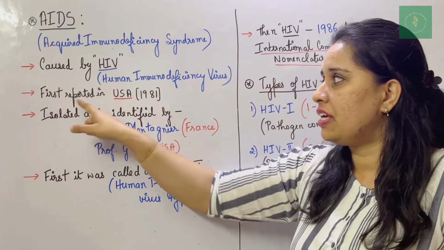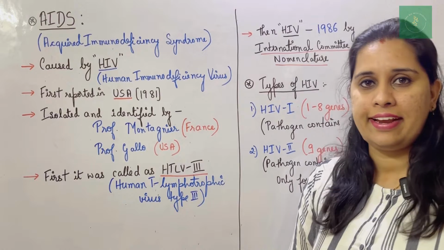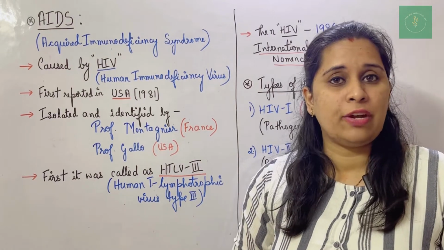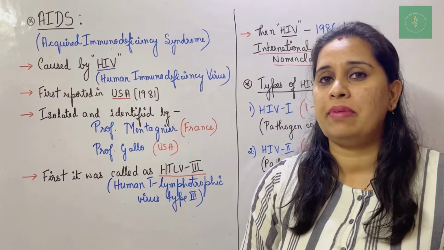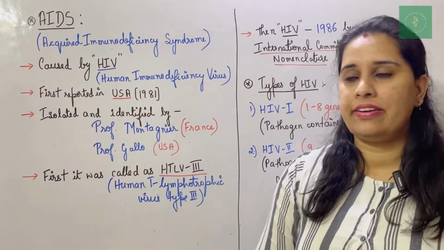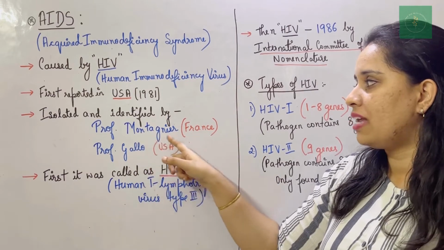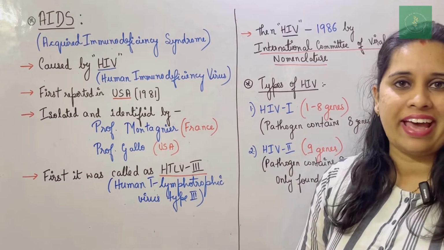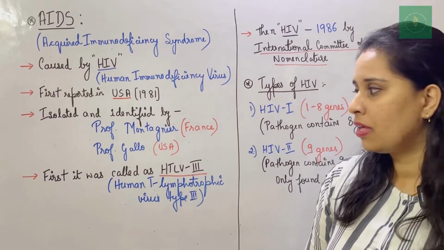It was first reported in the USA in the year 1981. During this period, it spread almost all over the world, causing 25 million deaths. HIV was first isolated and identified by Professor Montagnier, who is from France, and Professor Gallo from the USA.